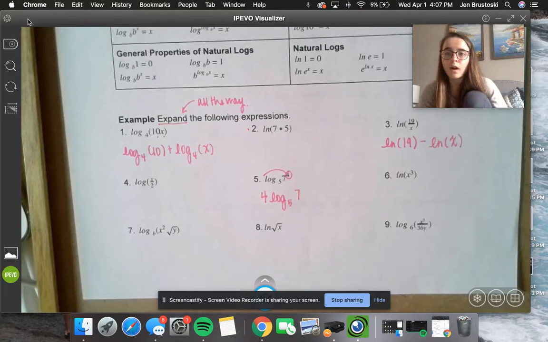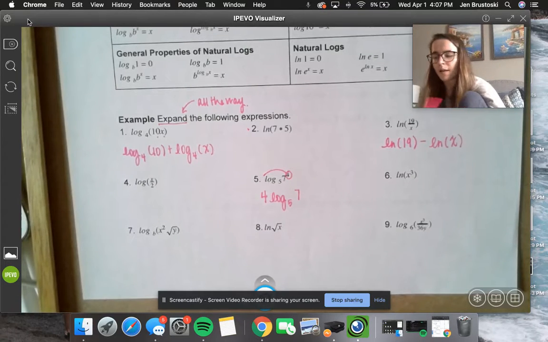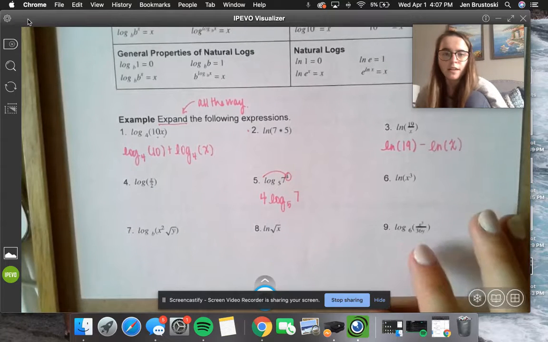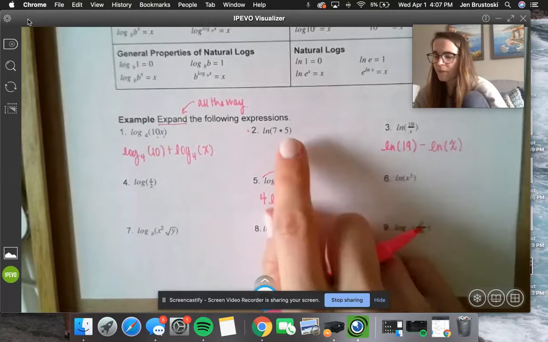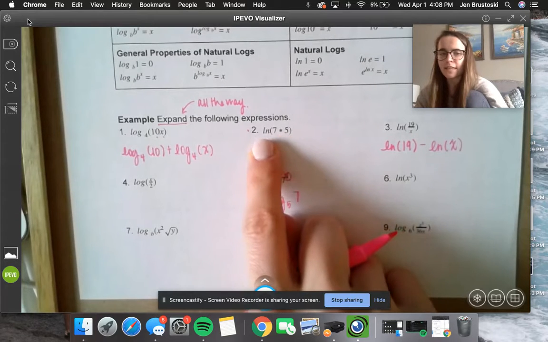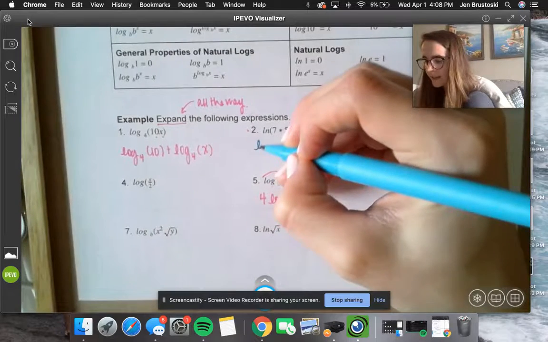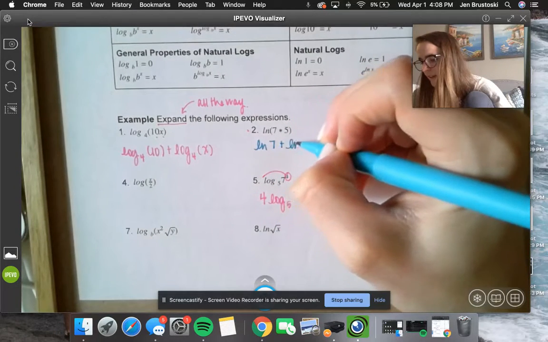Okay, so I want you to pause here and do 2, 4, and 6 on your own. I'm going to keep moving because time is different on this side of the camera. So remember, multiplication, we have addition. Our ln stays the same. So I'm going to change colors just for dramatic effect. So I have ln of 7 plus ln of 5.